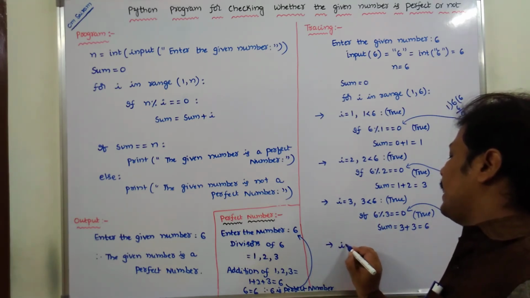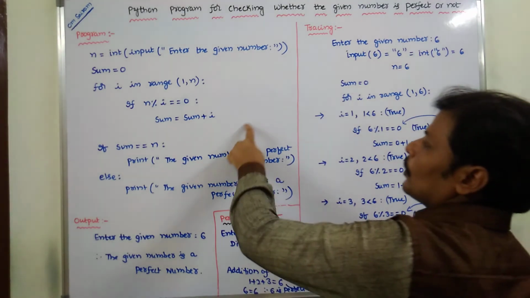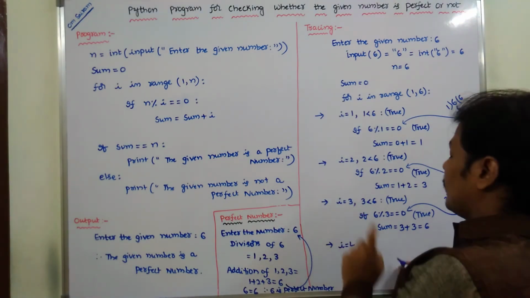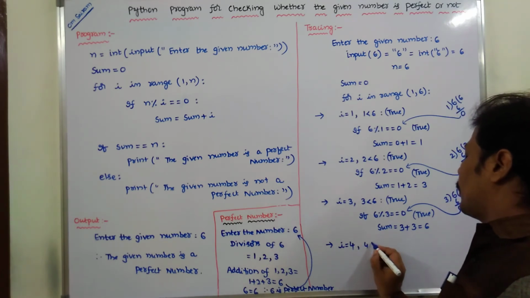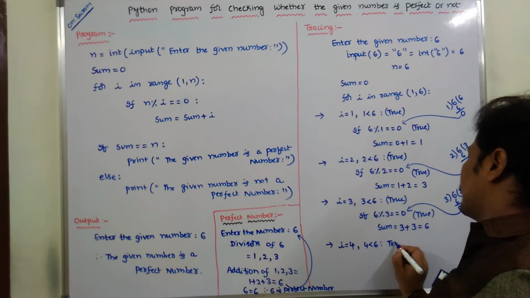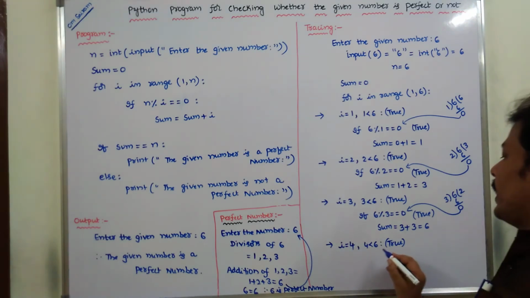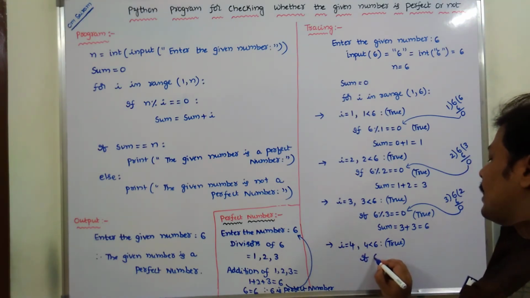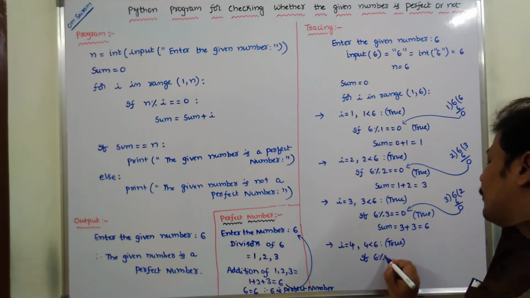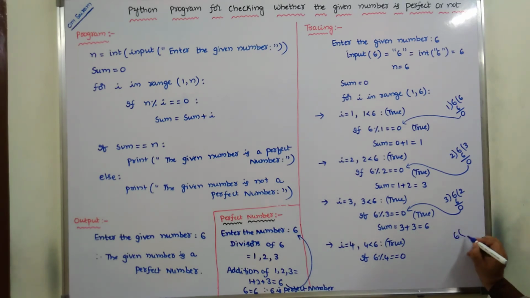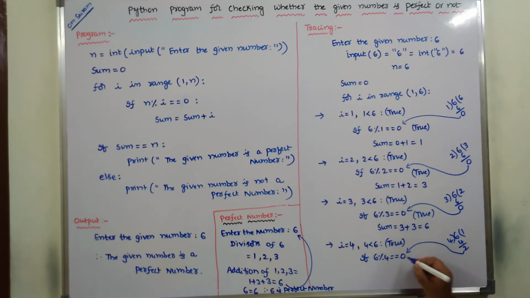Now the control goes to the for loop. Now i value is incremented by 1. Previously i value was 3, 3 is incremented by 1, 4. Now 4 less than 6. The condition is true. If the condition is true, then the control goes to the statements within the body of the for loop. If n value 6 modulus i value 4, 6 modulus 4 is equal to 0 or not? 6 is divided by 4, 4 ones are 4, remainder value 2. So here 0 not equal to 2, that is false.